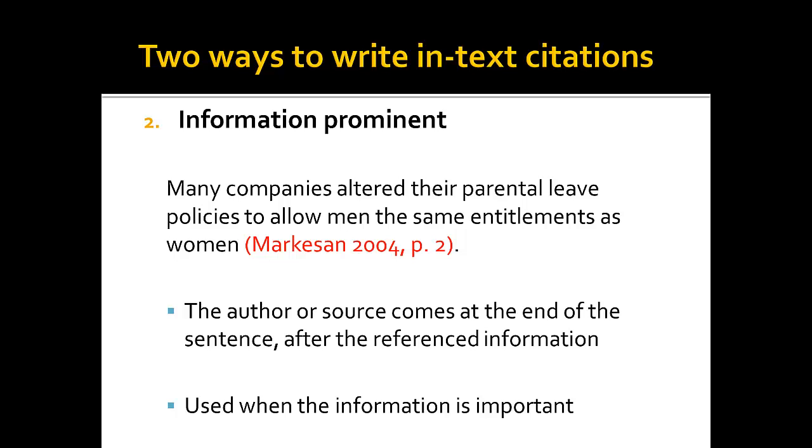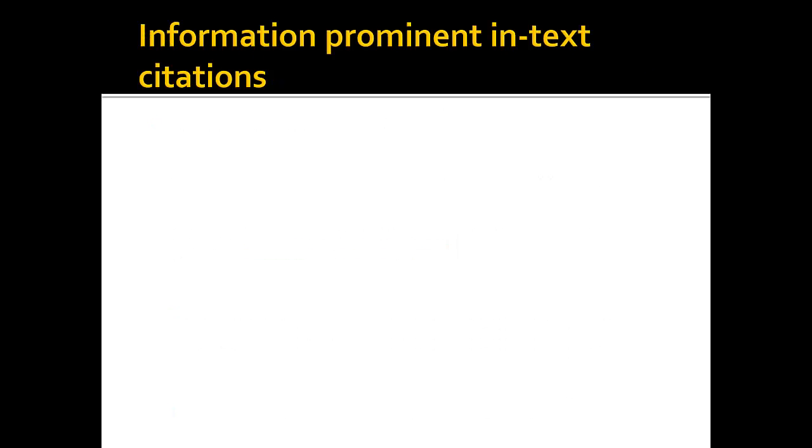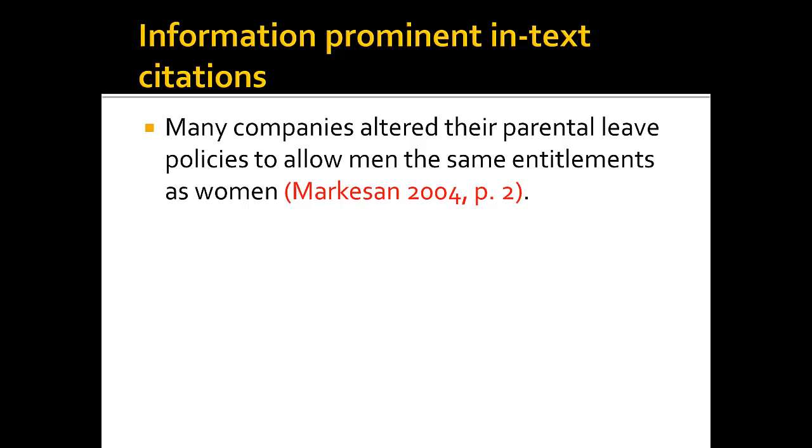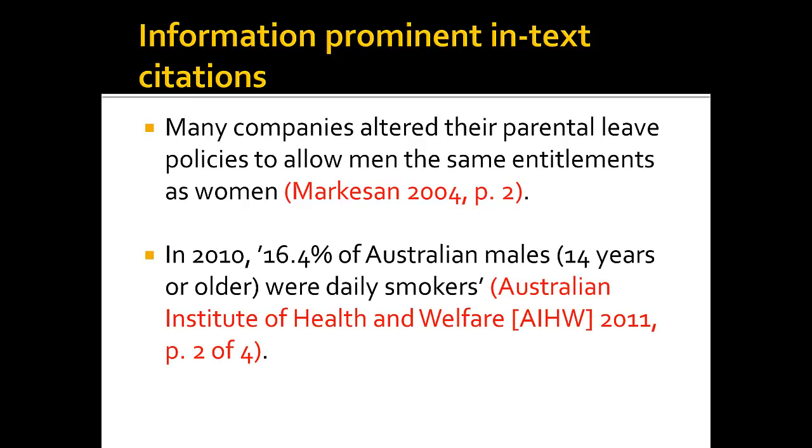And it's good to have a little bit of variety in most types of report writing, unless your lecturers advise you otherwise. So information prominent in-text citations. So this is like the one on the previous page, but you could also write them like this. So here's one where it is partially a quote. You can see by the quotation marks there. So in 2010, and then the quote begins, 16.4% of Australian males 14 years or older were daily smokers. End the quotation mark. Note that the full stop goes at the end of the citation, not before it.